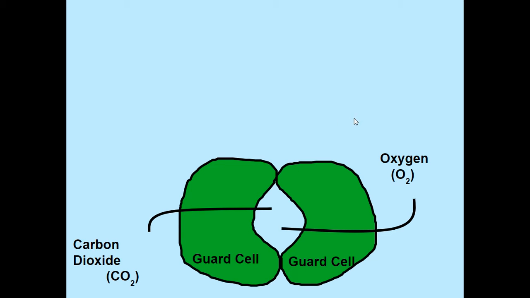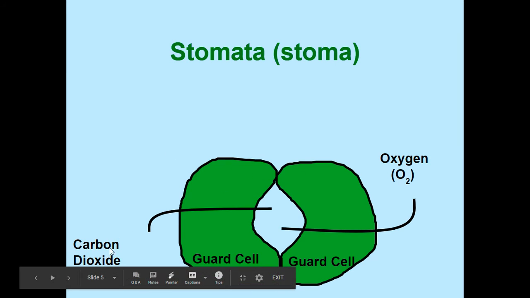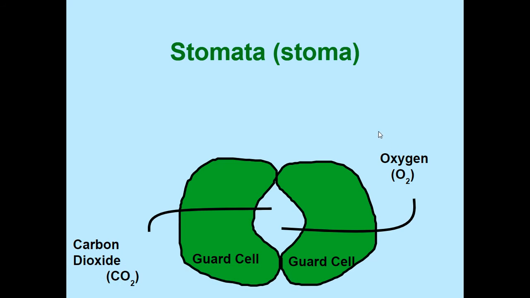So let's look at this a little closer. Here's a picture of the stomata or the stoma. As you can see in the diagram, it has two guard cells on it, and the thing that gets exchanged in here is gases like carbon dioxide and oxygen.